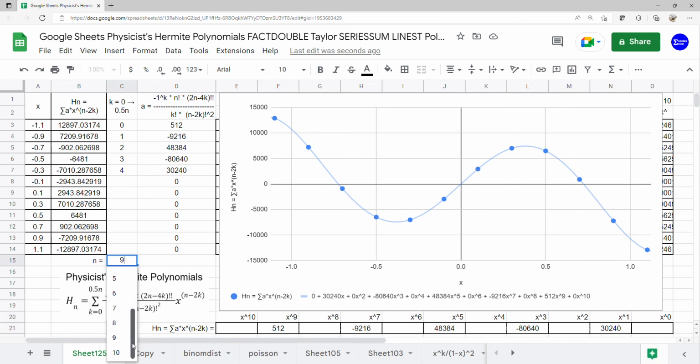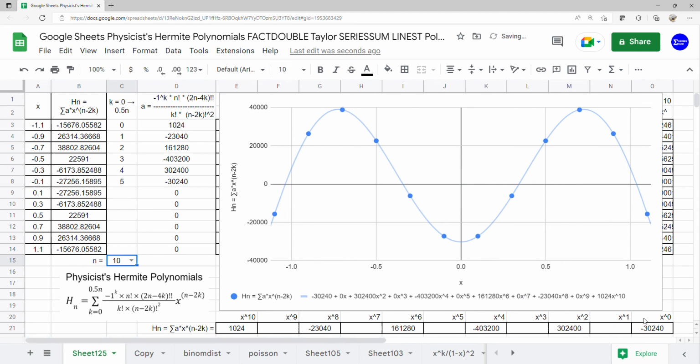N equals 10. So minus 30,240 plus 302,400x squared minus 403,200x to the 4th, 161,280x to the 6th, minus 23,040x to the 8th, 1024x to the 10th. This completes the use of Hermite polynomials, Physicist, using FACTDOUBLE, SERIESSUM, LINEST.